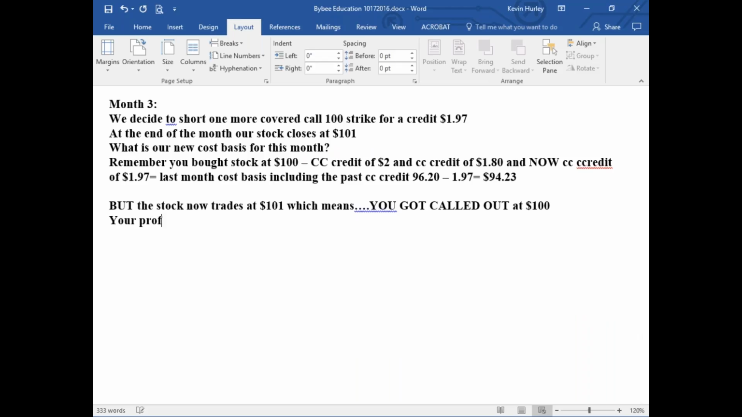So your profit is equal to 100 minus the overall cost basis, which is $94.23, which should equal a profit of roughly $5.77, right? Because if you add 5.77 to 94.23, it should equal 100.